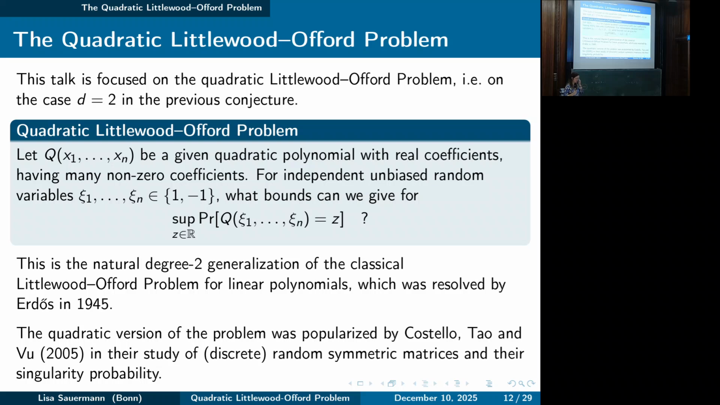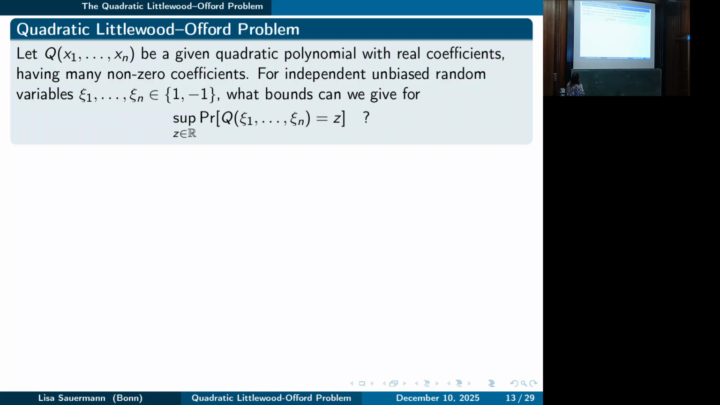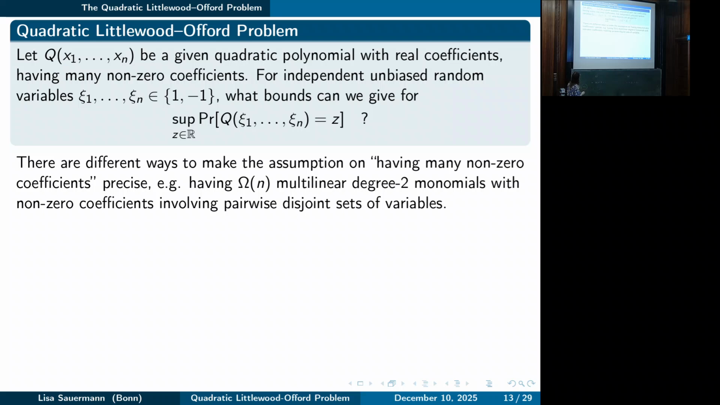So in discrete random matrix theory, studying the singularity probability is a central theme. If you consider symmetric matrices, and you study the probability of having zero determinant, you very naturally arrive at the quadratic Littlewood-Offord problem. That's why they worked on it, and they also popularized it, and then more people worked on it.